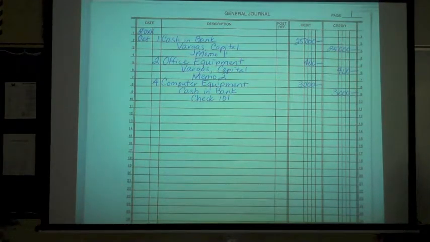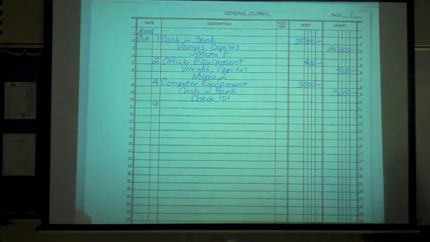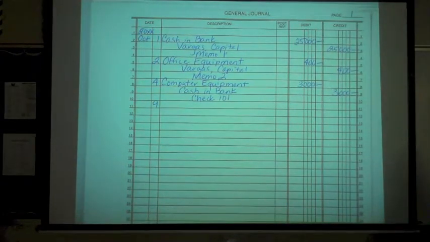Transaction number 4, at the top of page 143, on October 9th, Zip bought a used truck on account from Coast to Coast Auto for $12,000. We know that because of invoice 200. Start with your date, October 9th. The two accounts, they bought a delivery truck, so that's delivery equipment, and accounts payable, Coast to Coast Auto.